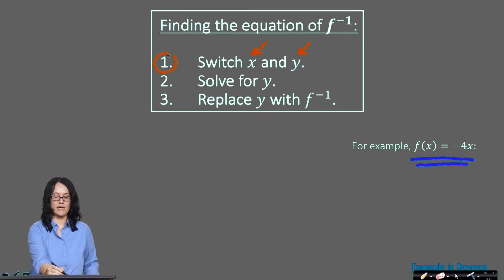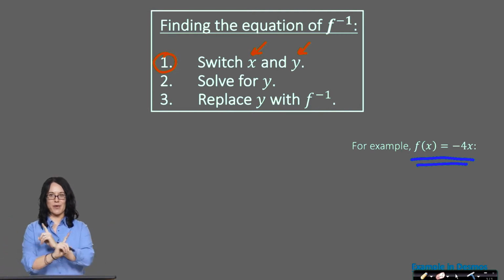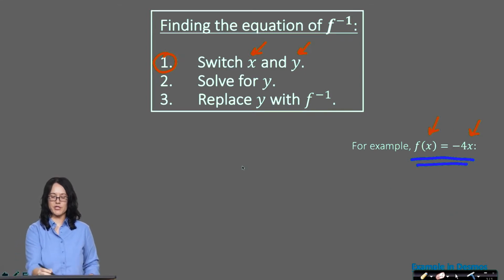So if you're taking notes, make sure that is your very first step. That's the same thing we did when we had the graph, right? We switched x and y if we're finding the inverse. So what is x and what is y? Well, here the input was x and here the output was y. So if I switch them, step 1 in this case would be x equals negative 4y.